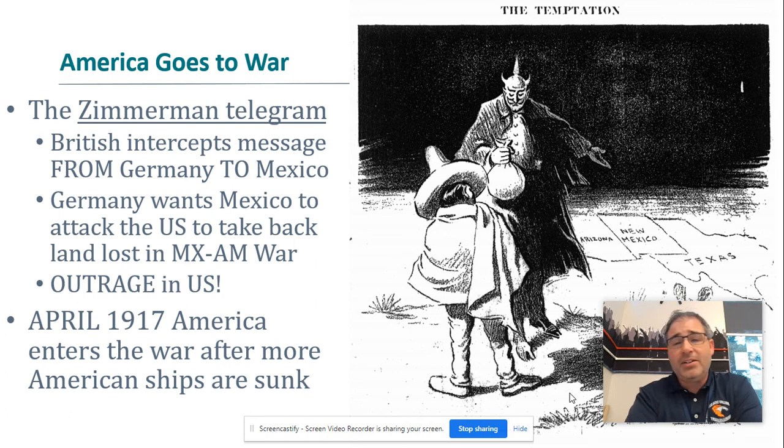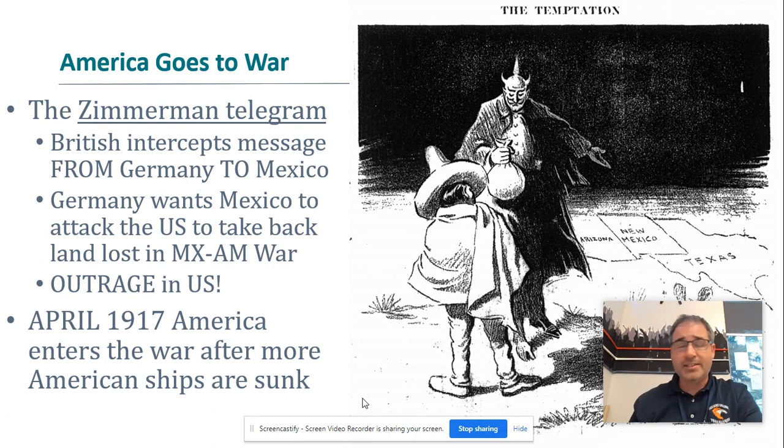And this was all detailed in an intercepted telegram called the Zimmerman telegram or the Zimmerman note. Zimmerman is the ambassador that sent it. And the British intercepted it, from Germany to Mexico, and gave it to the United States. And it said that Germany wanted Mexico to attack the United States. That way, the United States would be busy over here and not get involved in World War I.